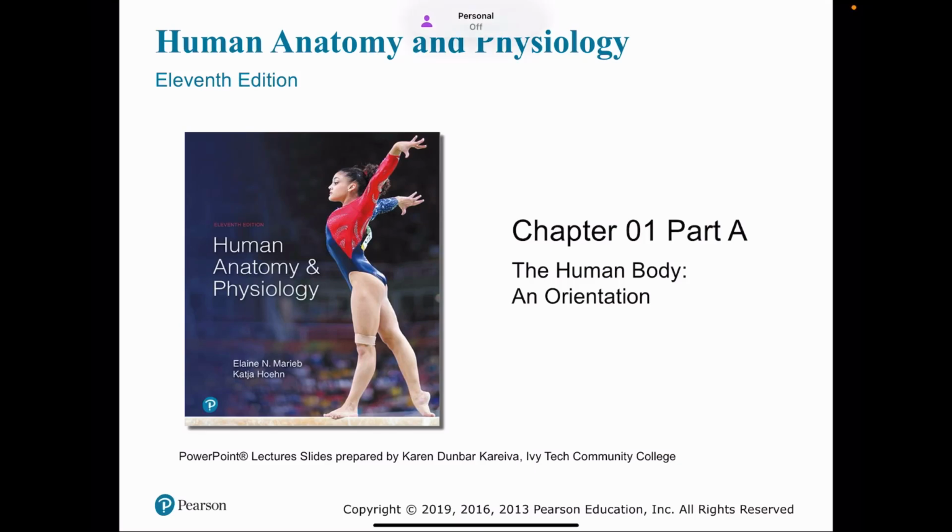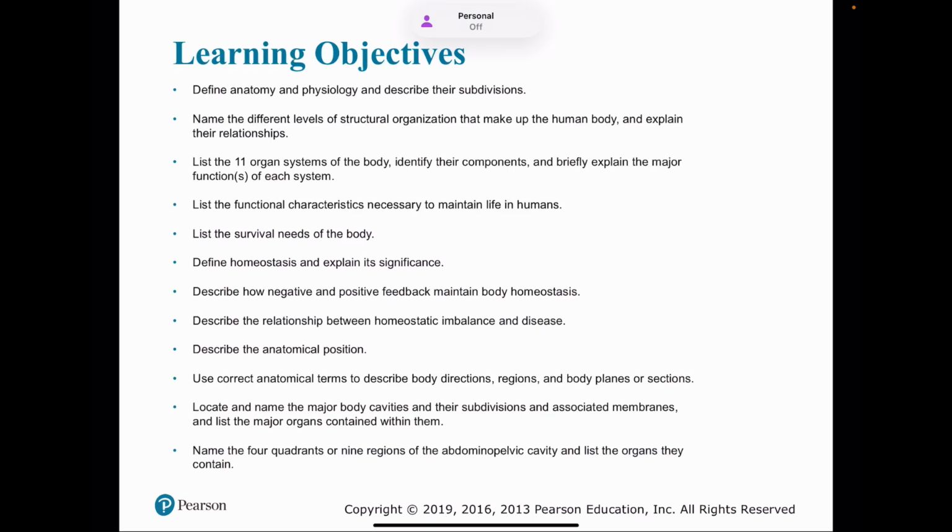Hi guys, this is going to be the first video for Chapter 1, the human body. So our learning objectives for Chapter 1: we're going to define anatomy and physiology and some of their subdivisions. We will talk about the structural organization of the human body, and we will list and talk about the 11 organ systems of the body.